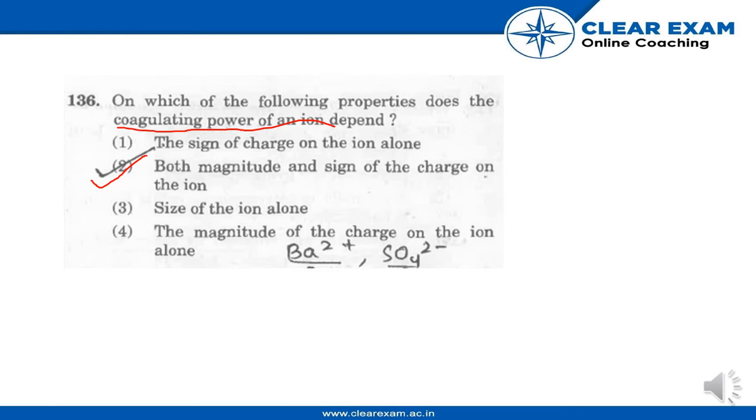So this is the concept that the ions of the opposite sign of the charge to those present on the surface of the particles cause the precipitation of the particles. Okay, so this is the concept.